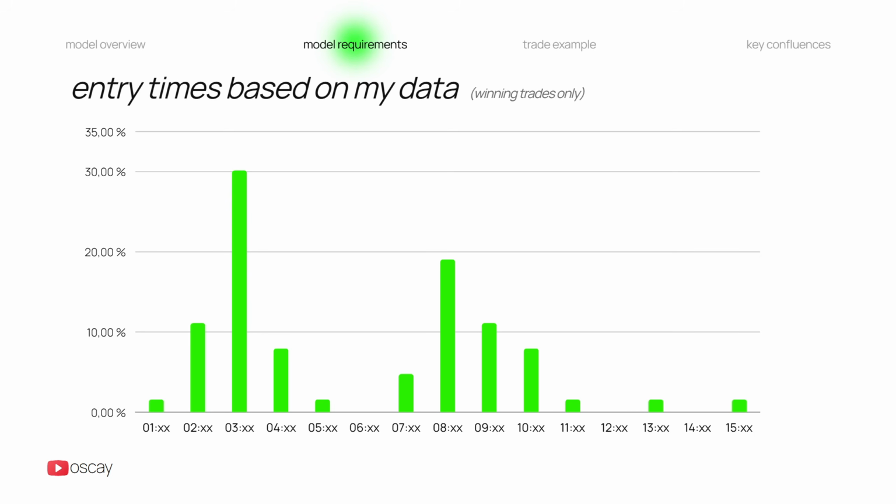I got these entry times based on my personal data. My personal data made me elevate to another level. It made me so confident in my profit taking, my stop loss placement, when to trade, when not to trade. I hold this data to me dearly, so I hope you appreciate that I shared this in the video. And if you want to see more of this data, it's available in my mentorship.